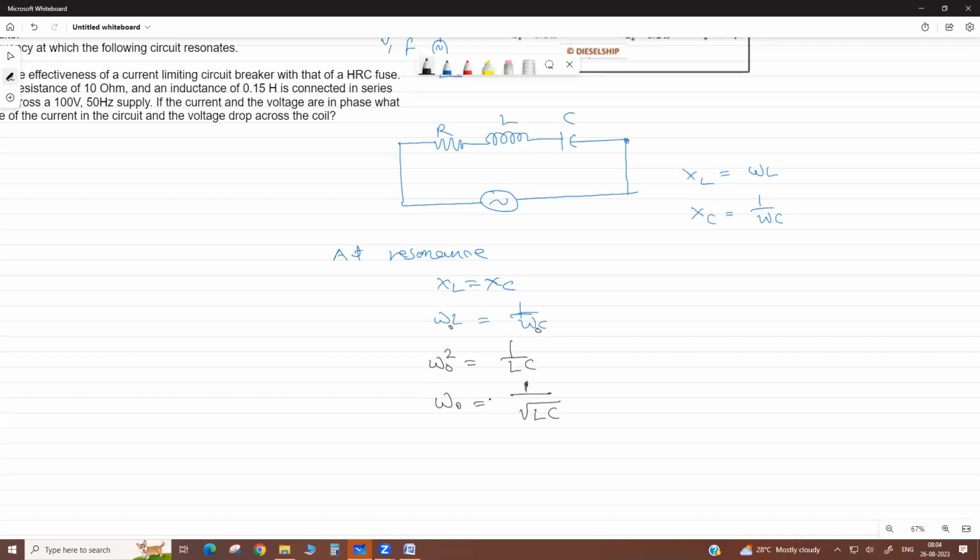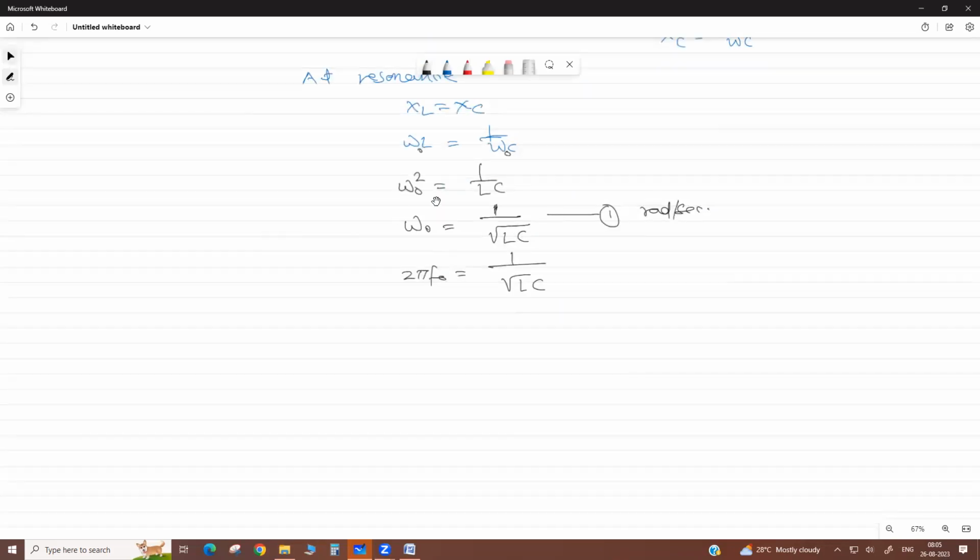This is your frequency of resonance, but it is in radians per second, okay? Resonant frequency. Now omega, you know, is 2 pi f naught equals 1 by under root LC, therefore the frequency at resonance, or it is called the resonant frequency. Resonant frequency, okay?